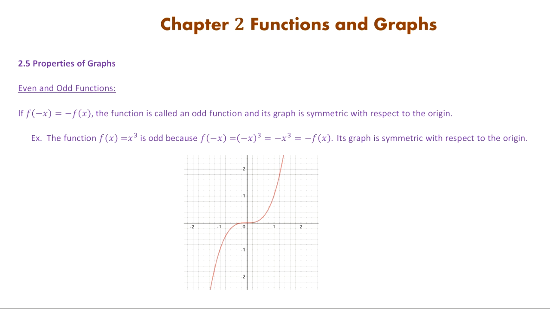Okay, I didn't miss anything. f of x equals x cubed, so f of negative x equals negative x to the cube, which is negative when you cube a negative number. So that's negative of x cubed, and that's just negative of f of x. So the function is odd, and the graph is symmetric with respect to the origin.